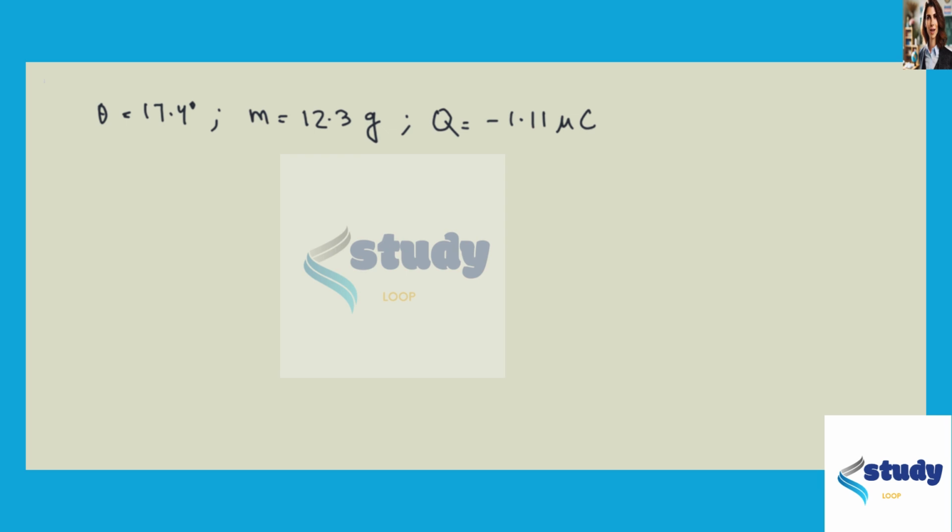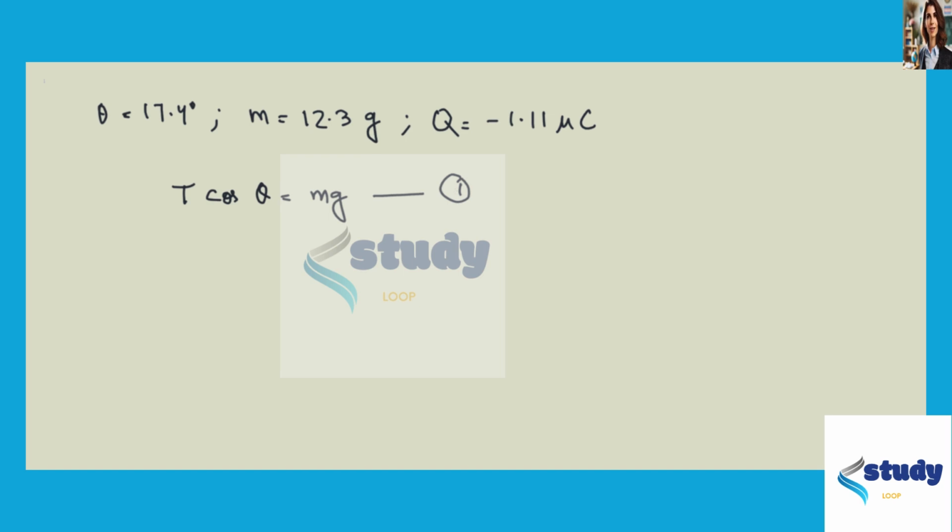Now, as shown in the figure, the ball is in equilibrium, which means that the vertical component of tension is in balance with the weight. So, the vertical component of tension is the magnitude of tension times cos theta, and that is in balance with the weight, which is mass times gravity. So, let's call this equation 1.